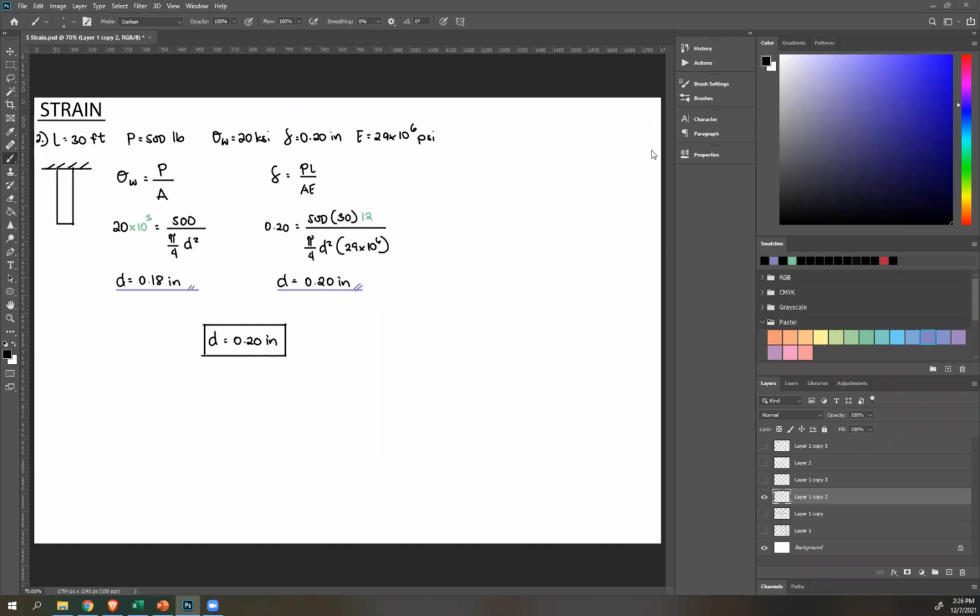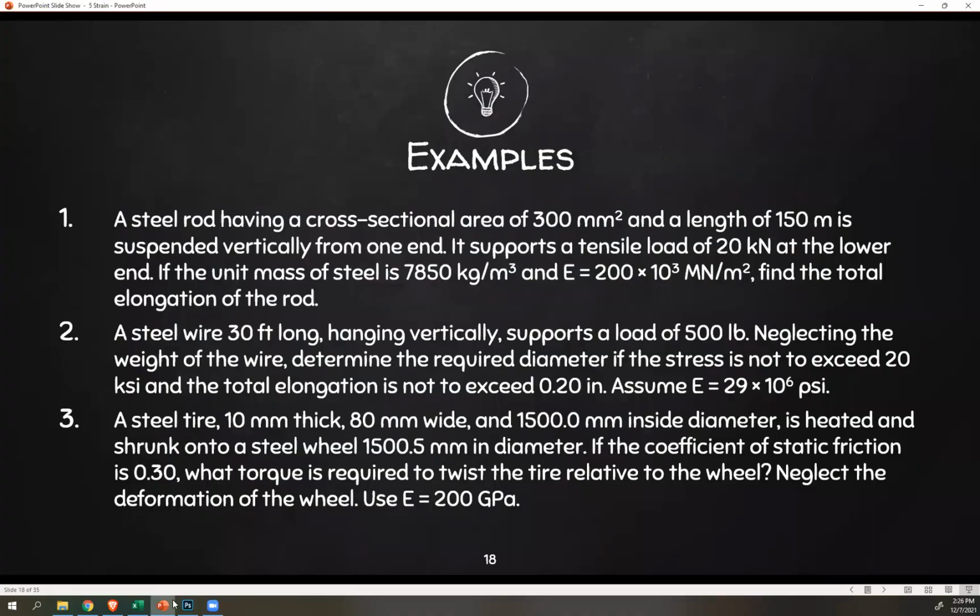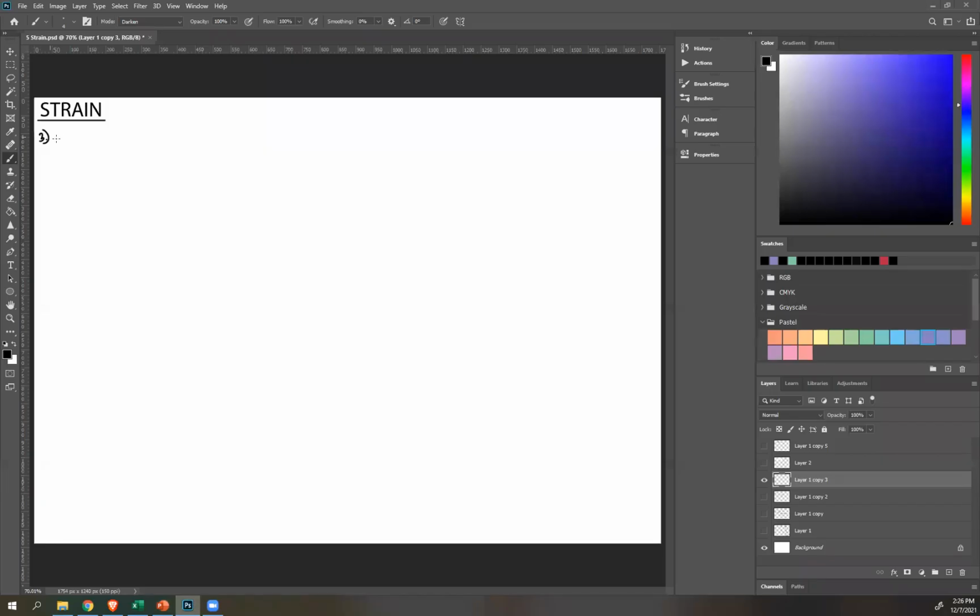Let's have number 3, which is a bit more complicated. A steel wire 10 millimeters thick, 80 millimeters wide, and 1,500 millimeters inside diameter. All right, let's write all of that. 10 millimeters thick, so t. 80 millimeters wide, so W. And then 1,500 inside diameter. So I'll call that D sub i for inside diameter.